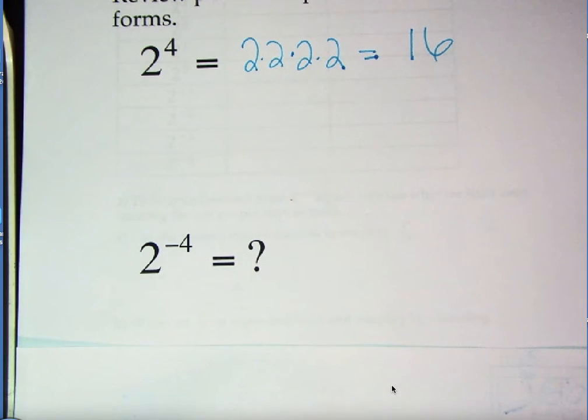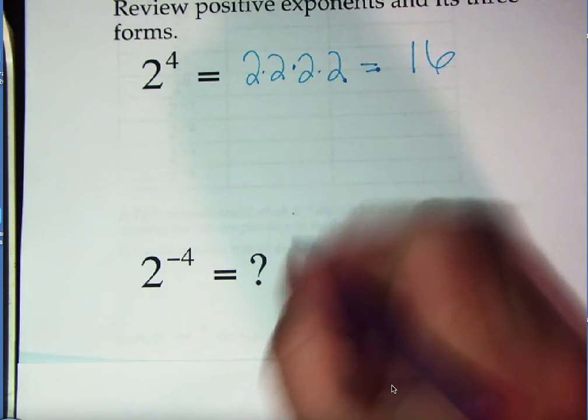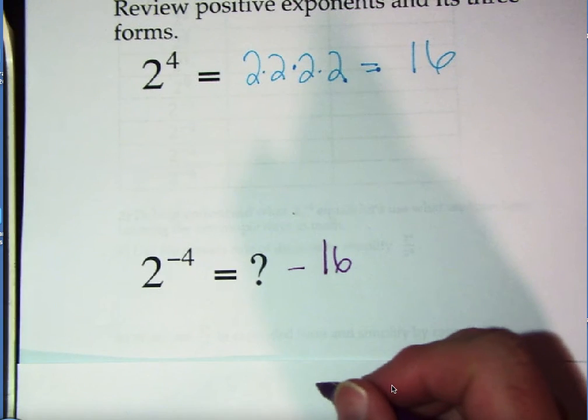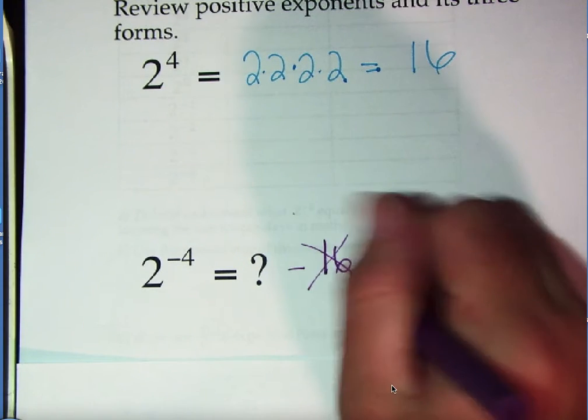And here we throw out ideas. Think about what 2 to the 4th is. What could 2 to the negative 4th be? Some students throw out negative 16. And I'm like, that's awesome, but it's not right.